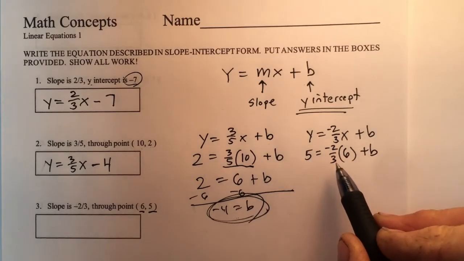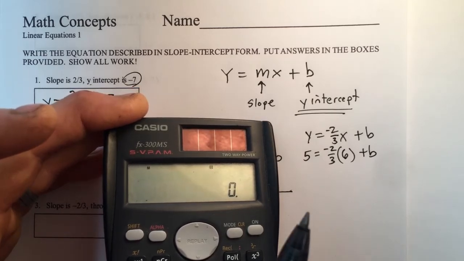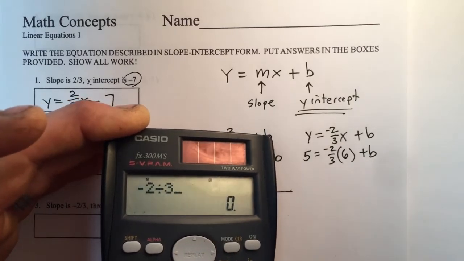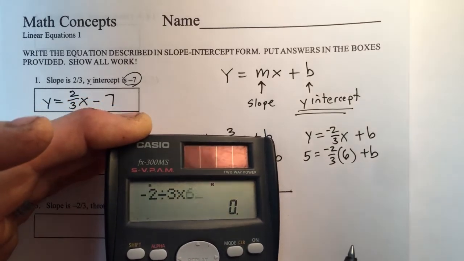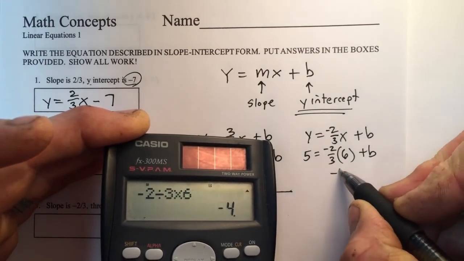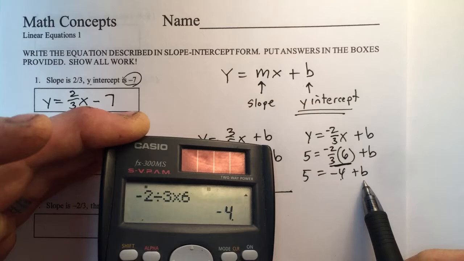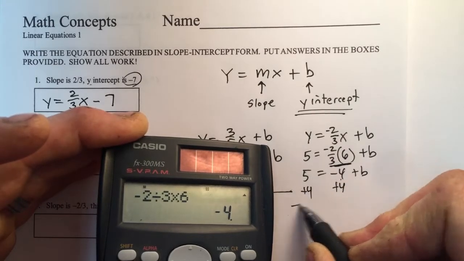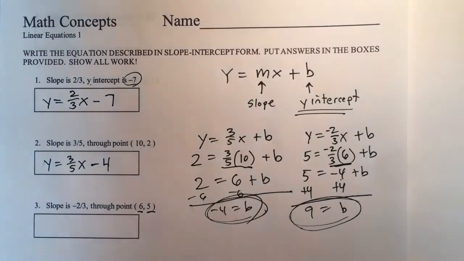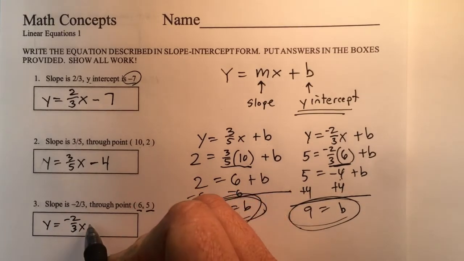Okay, and now I'll multiply this. So again, let me take my calculator here. -2 divided by 3, times 6. That's -4. So 5 equals -4 plus b. And now what is b? Well, I just add 4, and it looks like 9. b is 9. So it means over here, it's going to be y equals -2/3 x, and my b is plus 9.